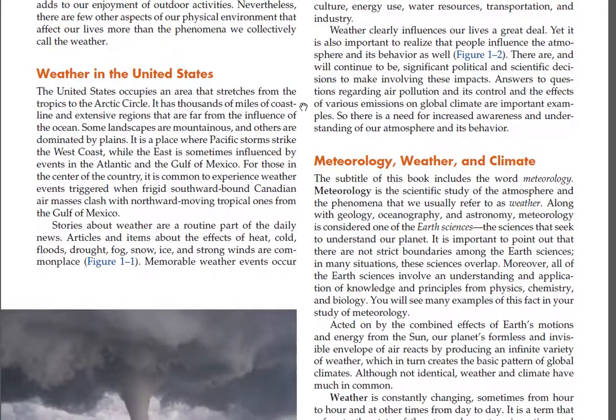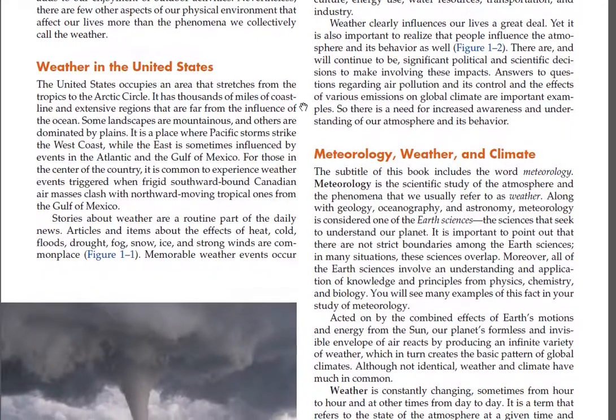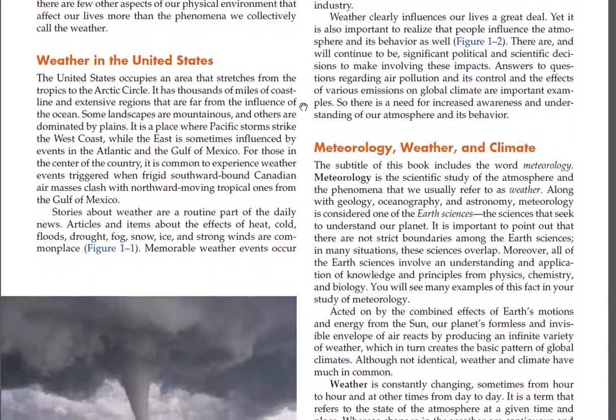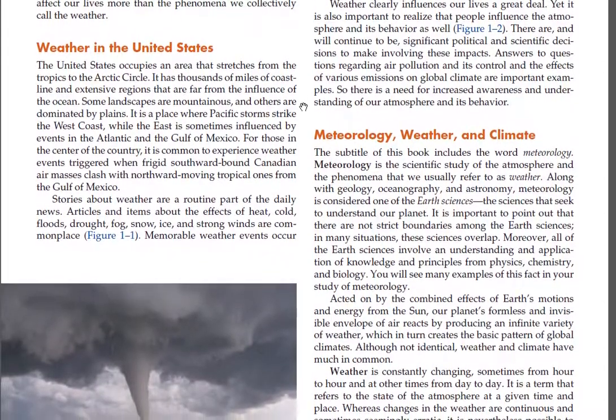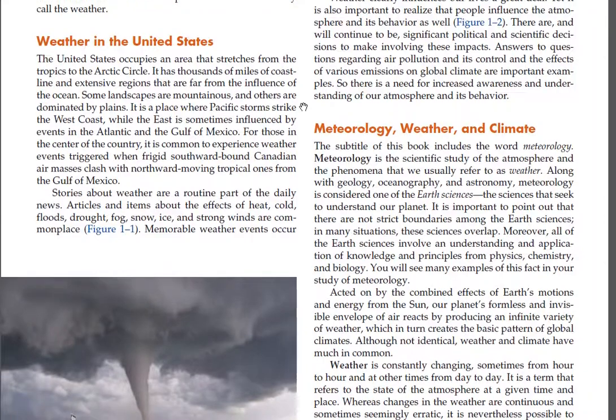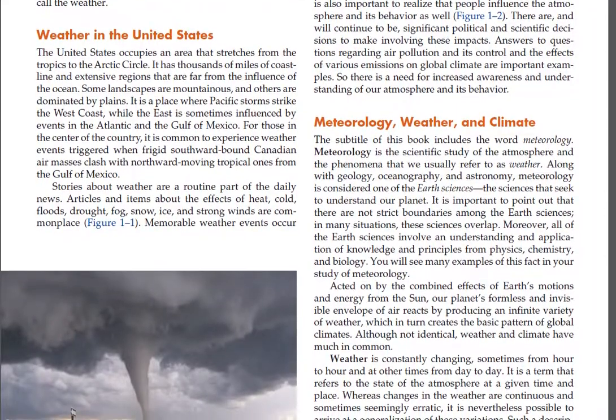Answers to questions regarding air pollution and its control and the effects of various emissions on global climate are important examples. So there is a need for increased awareness and understanding of our atmosphere and its behavior.